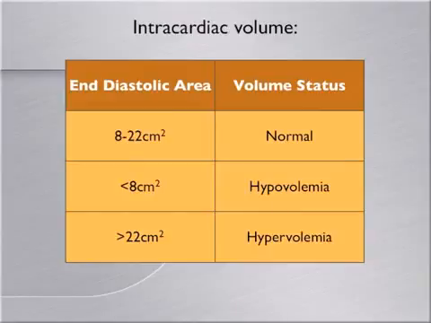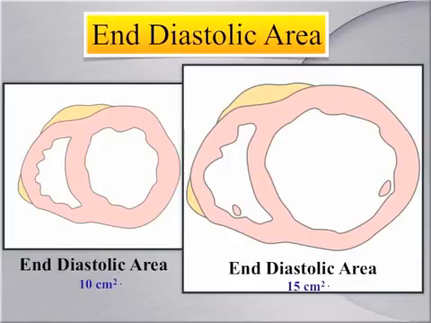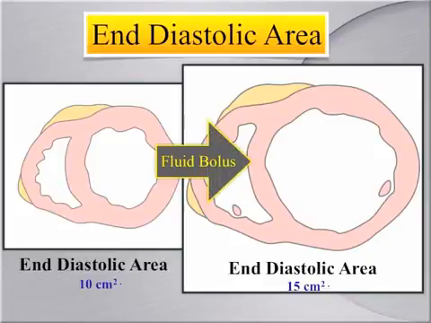In the assessment of cardiac volume, in general, end diastolic area of 8 to 22 square centimeters is considered normal. Less than 8 square centimeters is considered hypovolemia, whereas an area of greater than 22 square centimeters correlates with hypervolemia. End diastolic diameter should increase with volume boluses. Of note, these generalizations must be correlated with baseline volumes. Baseline dilated ventricles will not conform to these average measurements, nor will baseline small ventricles.